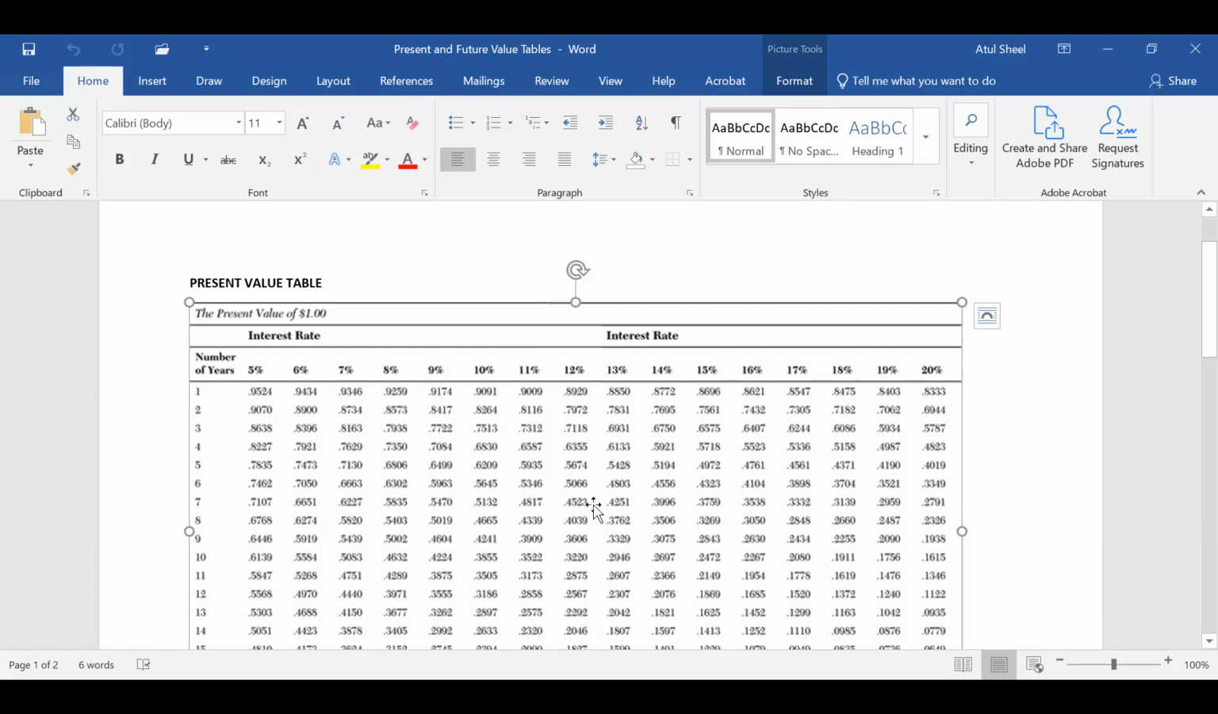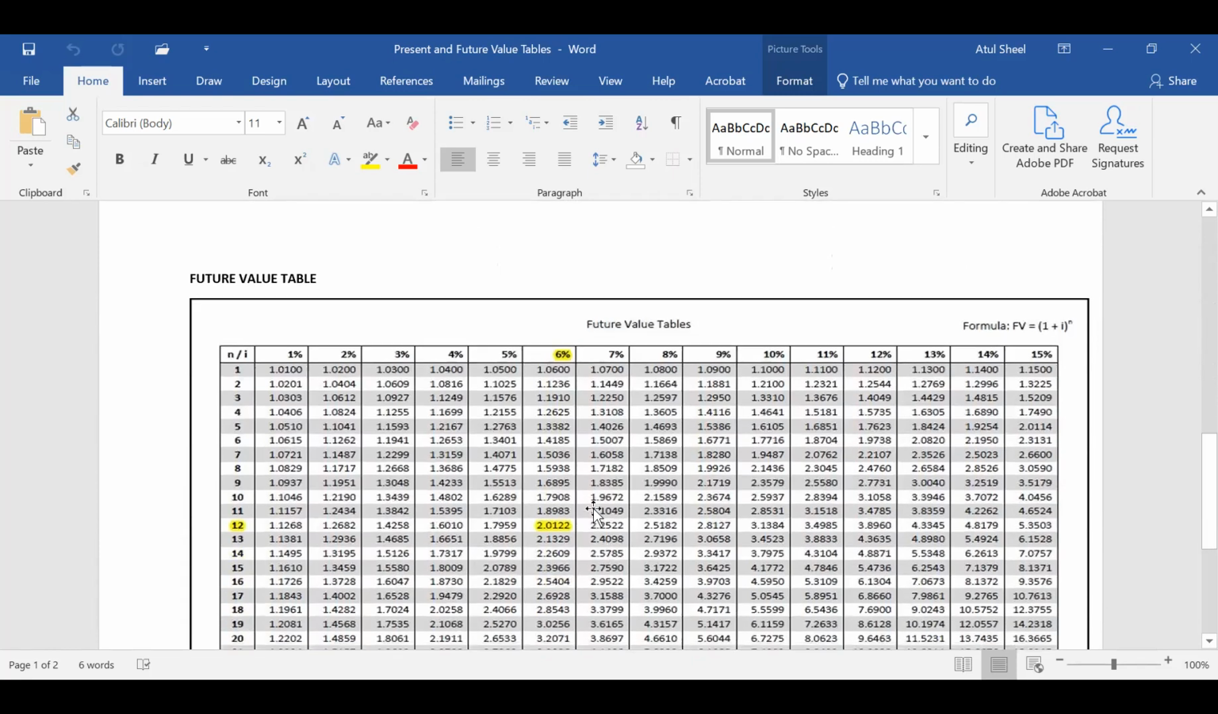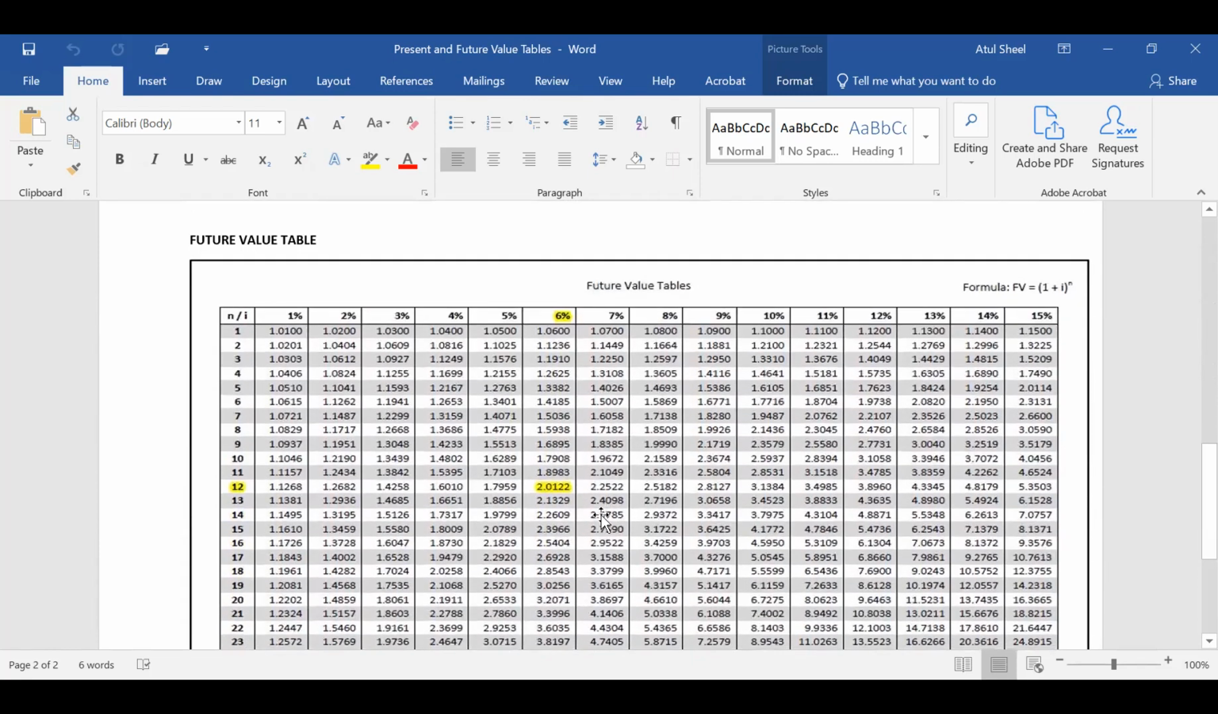Same thing with the future value table. If you go down, it's like this. What does it tell you? The future value of $1 received after n years, and the interest rate is i. So here, for example, 6% is the interest rate, and 12 years. After 12 years, you receive $1 and the interest rate was 6%. Today, it is just worth $2. No, this is the future value.